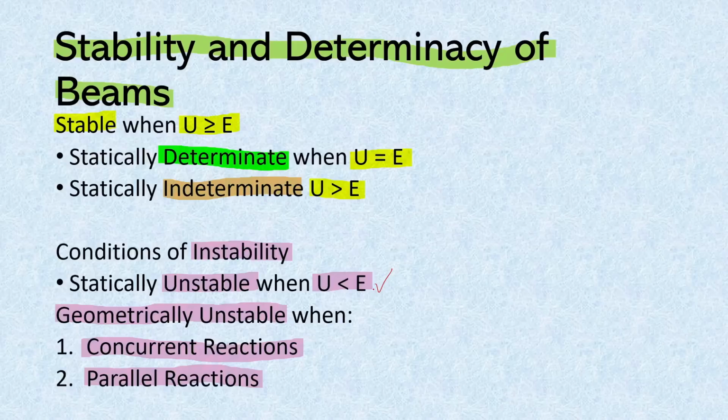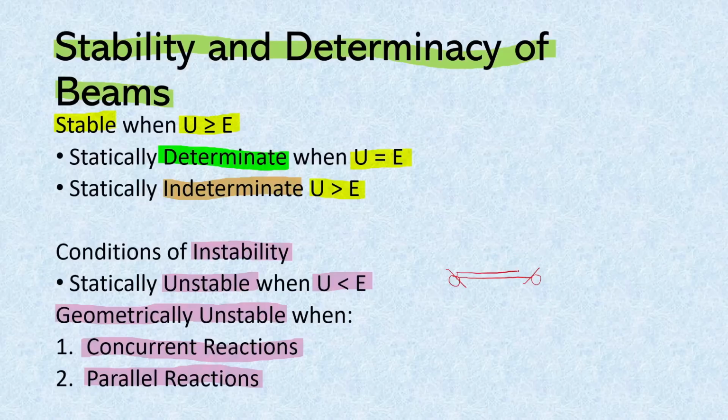However, some beams will be determinate. However, they may have a possibility na geometrically unstable sila. Now, this will happen when the beam has concurrent reactions or parallel reactions. Now, sir, what do you mean by concurrent reactions? Concurrent reactions will happen when the line of action of the support reactions will meet at a common point. So, let's say we have this roller support and then another roller support dito. And then let's say the same yung inclination nilang dalawa.